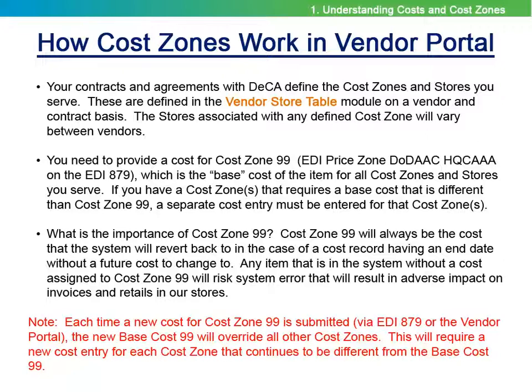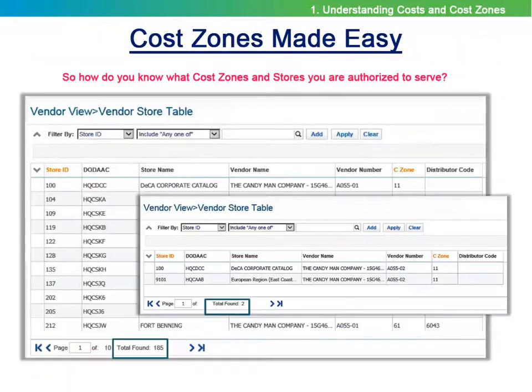Please note, each time a new cost for Cost Zone 99 is submitted via EDI 879 or the Vendor Portal, the new base cost 99 will override all other cost zones. This will require a new cost entry for each cost zone that continues to be different from the base cost 99. How do you know what cost zones and stores you are authorized to serve?